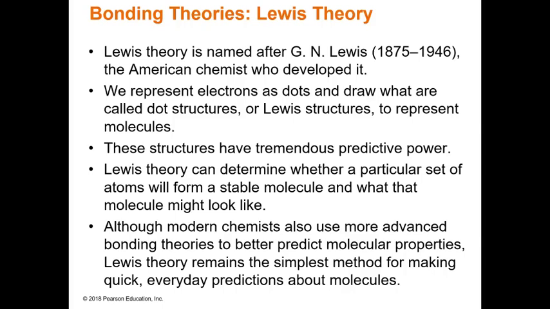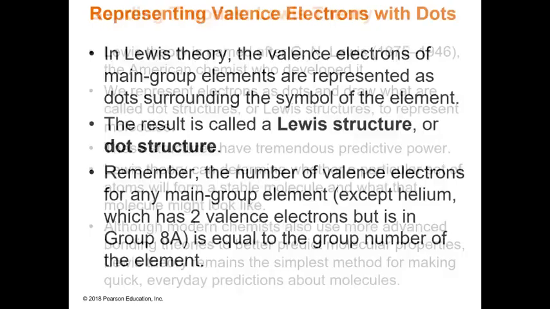One of the earliest and simplest bonding theories is the Lewis theory, named after Gilbert Newton Lewis. In this theory, electrons, especially valence electrons, are represented as dots. These dot structures, also called Lewis structures, help us visualize how atoms share or transfer electrons to form molecules. Despite its simplicity, Lewis theory remains extremely useful for making quick predictions about molecular stability and structure, even in clinical or lab settings.